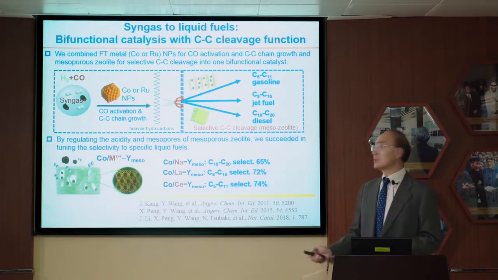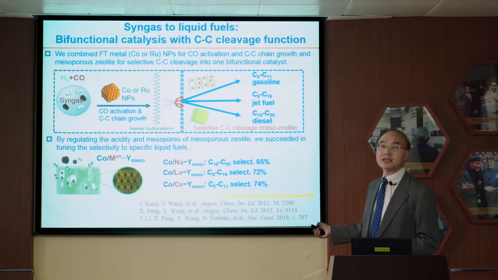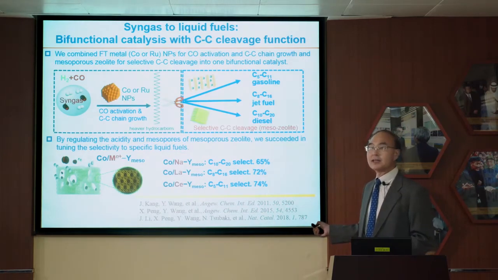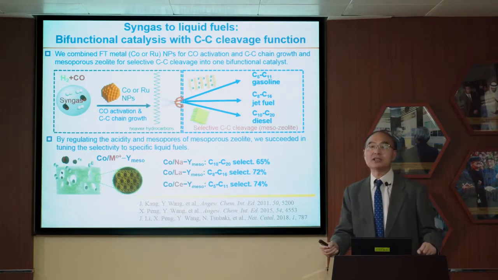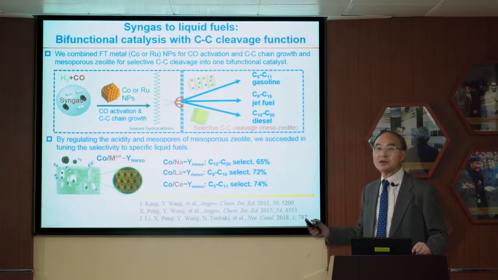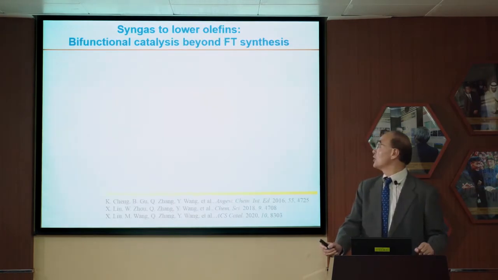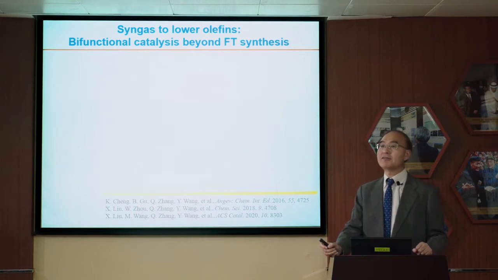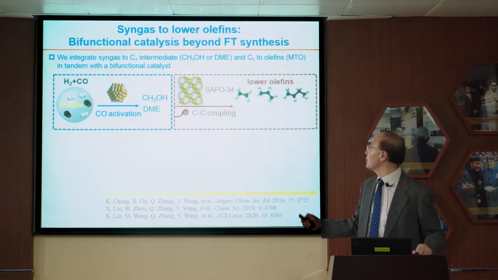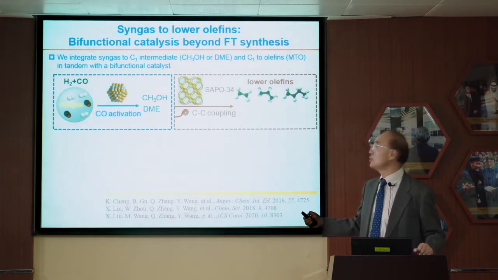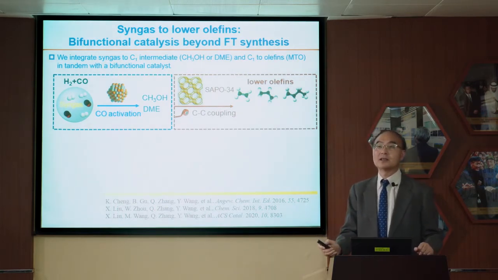We obtained diesel, jet fuel, and gasoline with selectivities of 65%, 72%, and 74% respectively by simply changing the cation in the mesoporous zeolite. We have developed new bifunctional catalysis beyond FT synthesis for the direct conversion of syngas to lower olefins. We integrate syngas to C1 intermediates, that is methanol and dimethyl ether (DME), and C1 to lower olefins in tandem with one bifunctional catalyst.